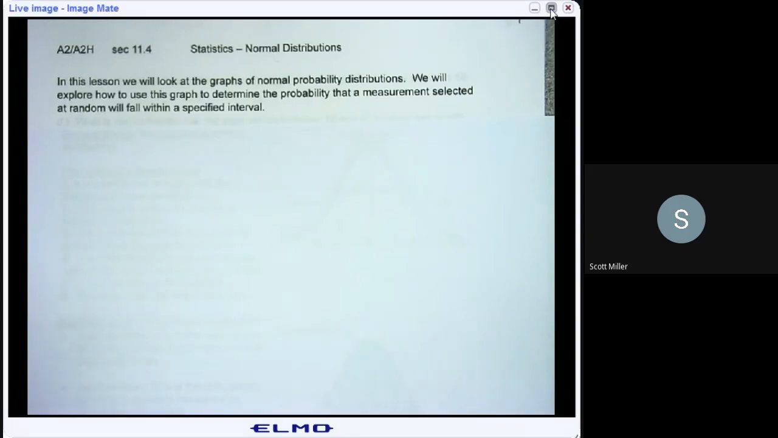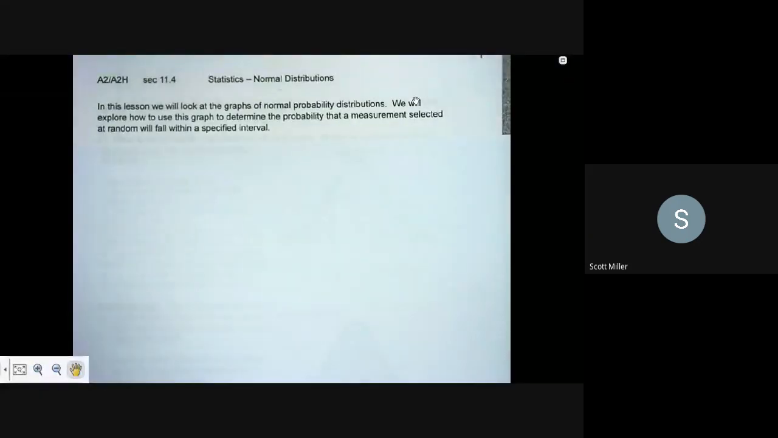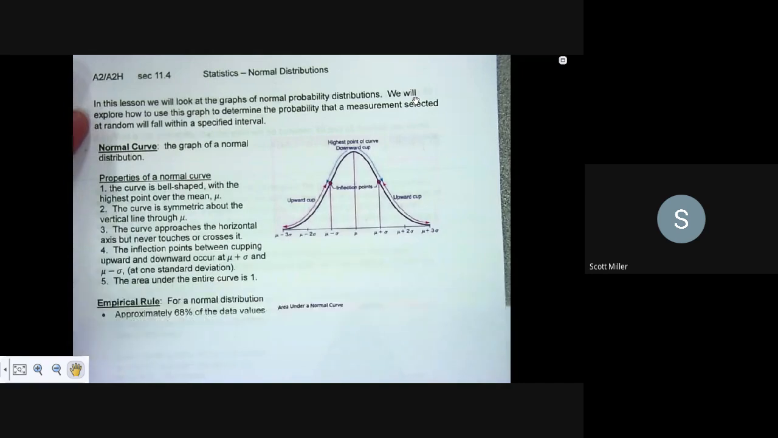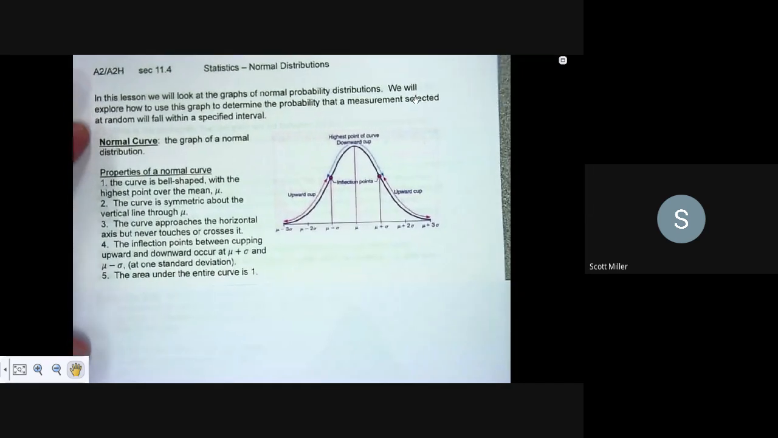Okay, so in this lesson, we're going to be looking at section 11.4, normal distributions. We're going to be looking at the graph of a normal probability distribution. We will explore how to use this graph to determine the probability that a measurement selected at random will fall within a specific interval. So the normal curve and its properties right here.